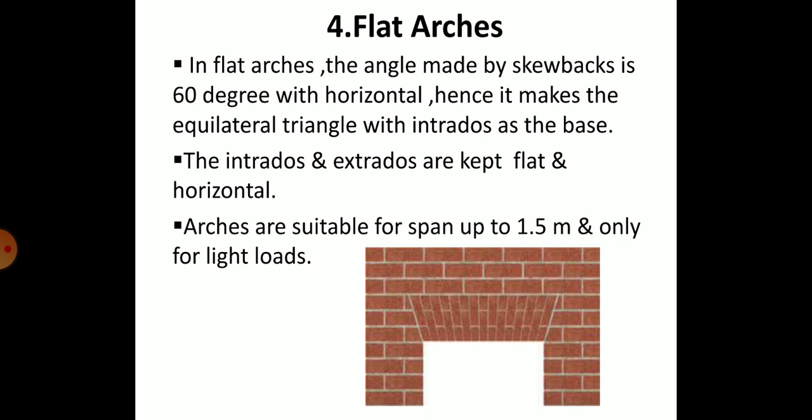Okay, so the next part is the flat arch. So what is the flat arch? In flat arches, the angle made by the skew back is 60 degrees with the horizontal. Hence it makes an equilateral triangle with the intrados at the base. The intrados is actually flat, but a slight rise or camber of about 1 cm to 1.5 cm per meter width of opening is given to the intrados.